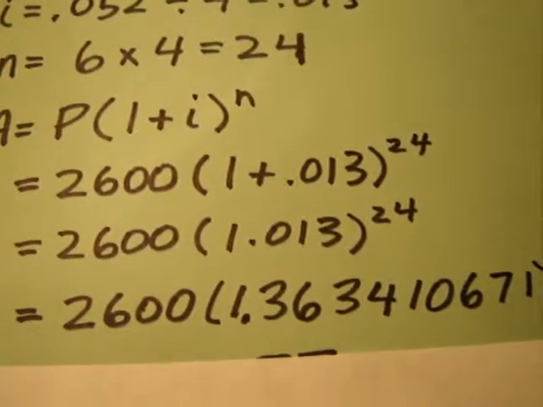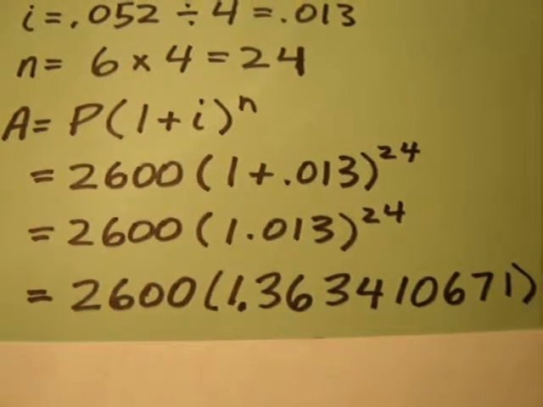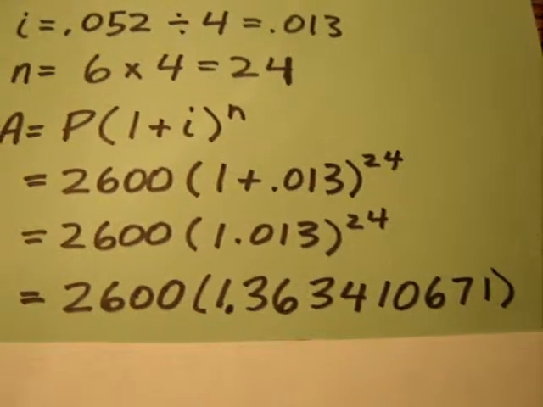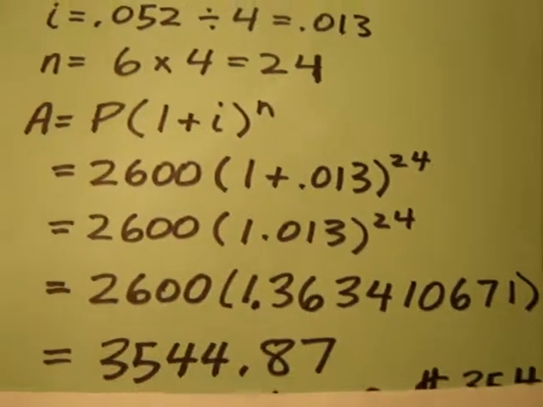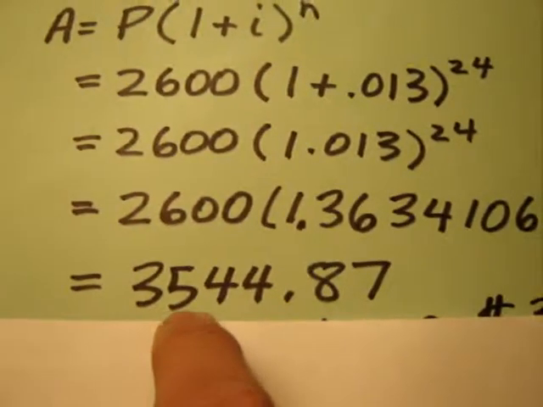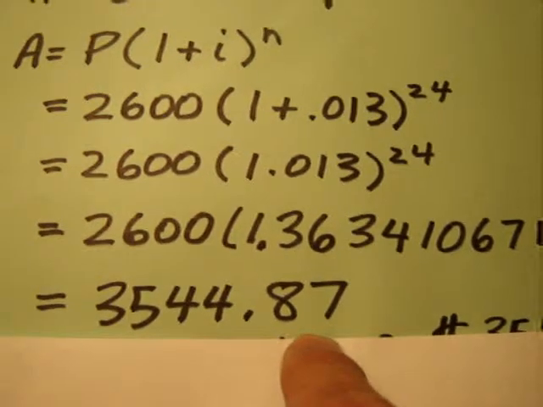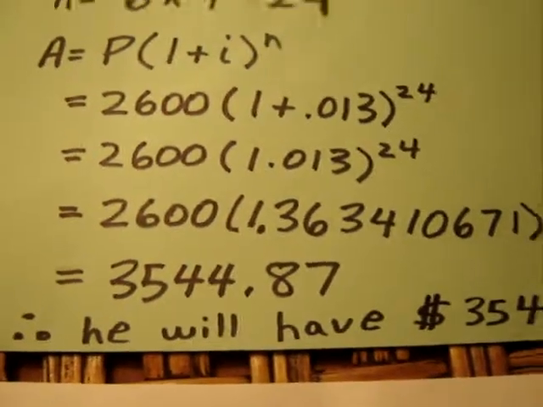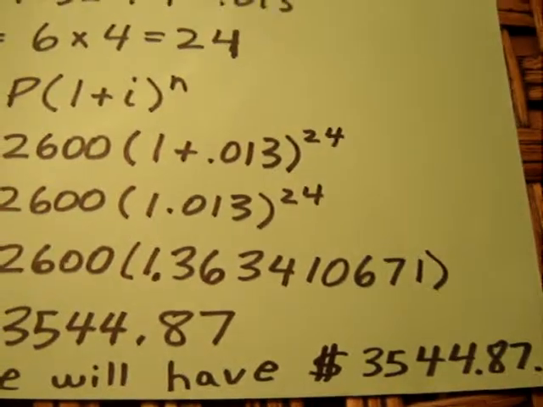1.36341067 approximately. Now you might be wondering, why use so many decimal places? We do that because we want our final answer to be correct to the penny. We could lose marks if we're off by even 50 cents. So we carry a lot of decimal places just to be certain. We then get our final answer of $3,544.87. We round to 2 decimal places here. Why? Because we're talking about dollars and cents. So finally we can say that Timmy will have $3,544.87 in the bank after 6 years under these circumstances.